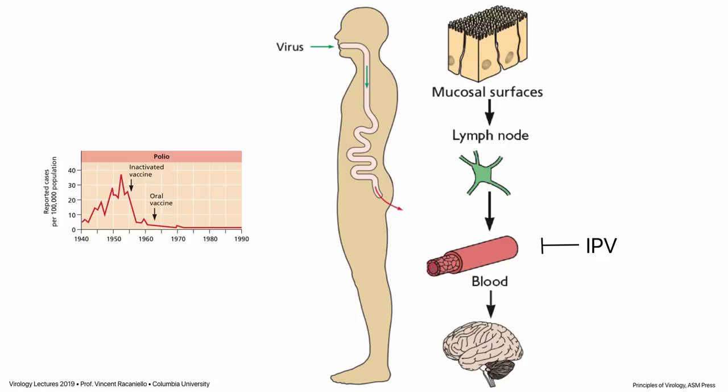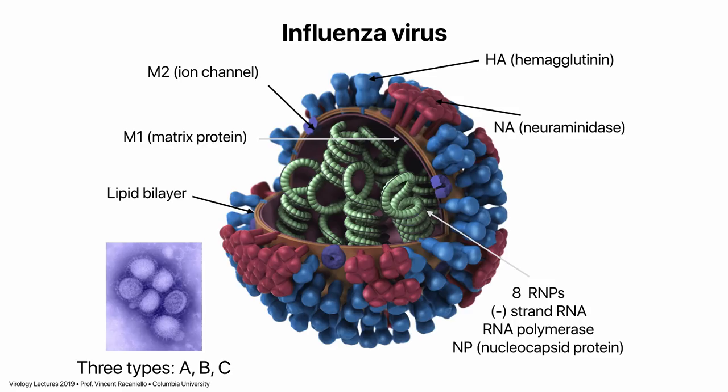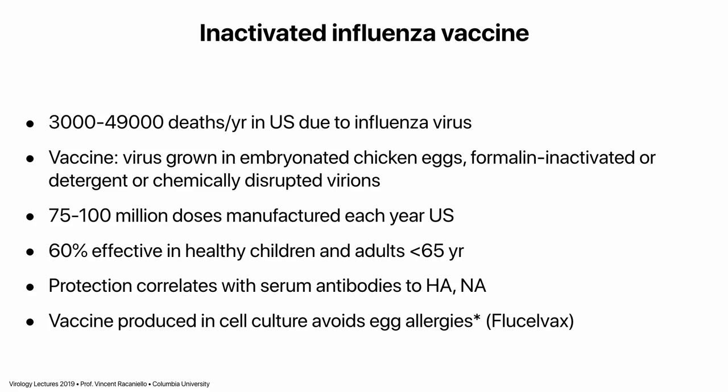The other inactivated vaccine, of course, is the influenza virus vaccine. And we've talked about influenza virus as an acute infection. So this should be familiar to you. It's an RNA virus with viral glycoproteins in the envelope. And those are the correlates of protection. Antibodies against those glycoproteins, mainly the HA, to a lesser extent, the neuraminidase, are important for protection. And we can have a lot of deaths per year in the U.S. as a consequence of influenza. So that's why we have developed influenza vaccines.